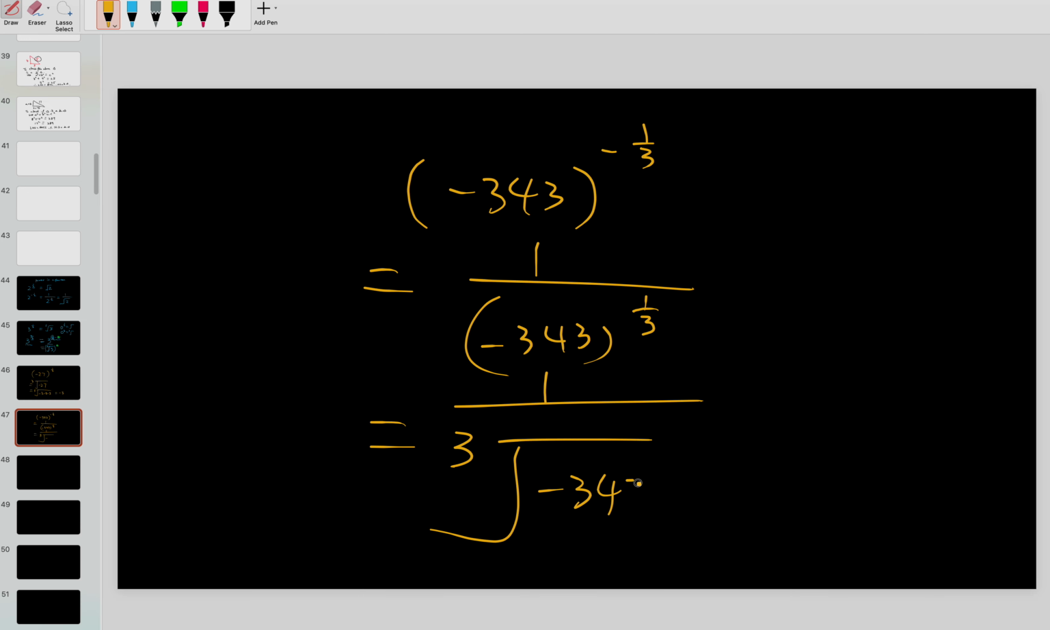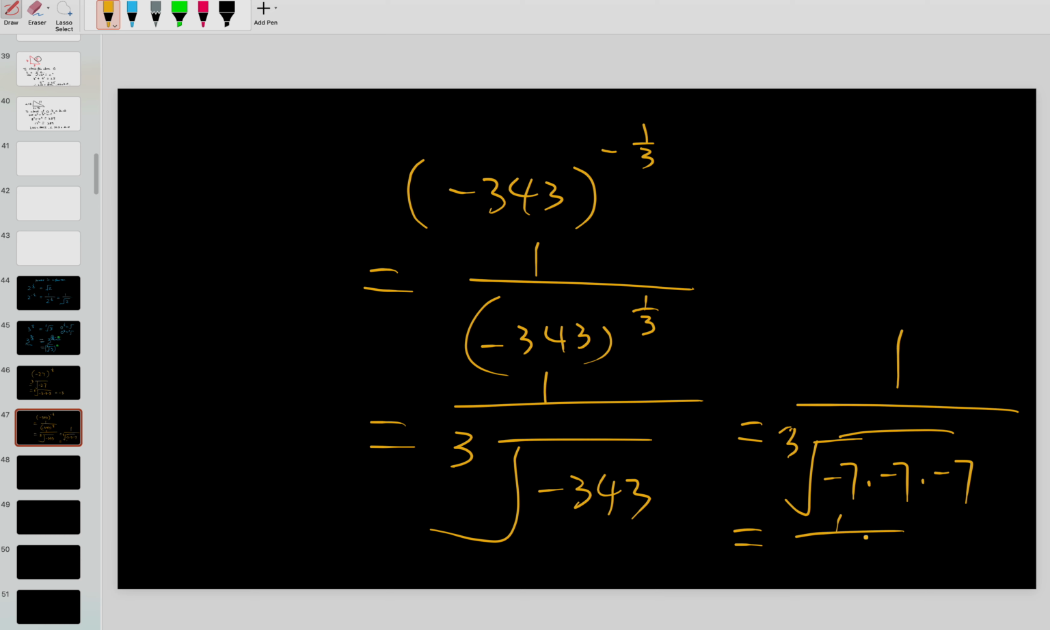Correct. So you ask yourself what times what times itself gives you 343. 13? No, 13 is too much. 7? Yep, 7. So in this case it's 1 over 7. Are you clear? Good, that's how you do fraction power. Maybe we should do one more.